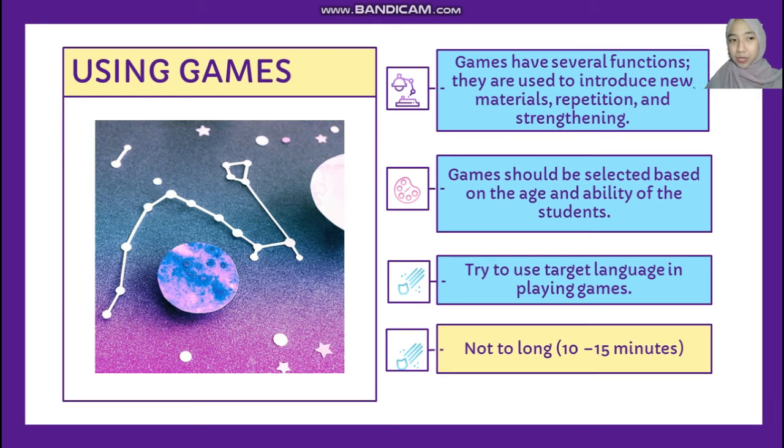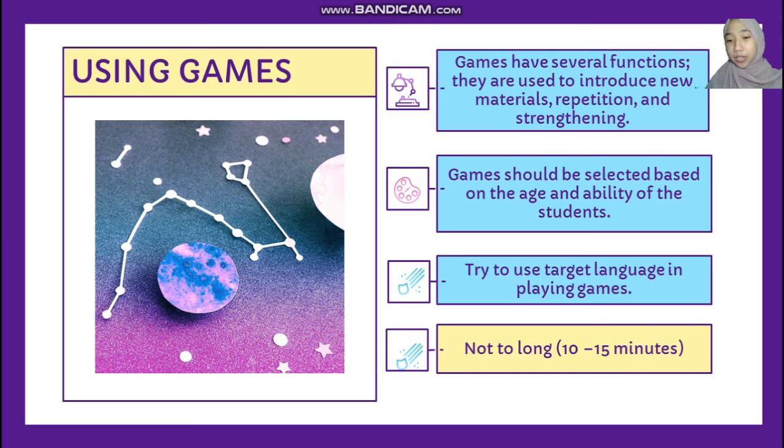The next is using games. For using games, there are several stages. The first, games have several functions. They are used to introduce new materials, repetition, and strengthening. And the second, games should be selected based on the age and ability of the students. The third, try to use the target language in playing games. In this case, we use English as the target language.